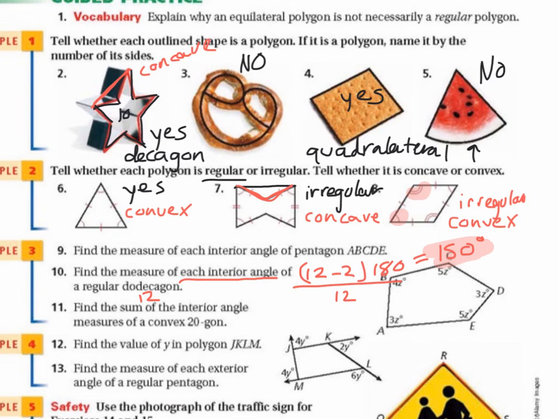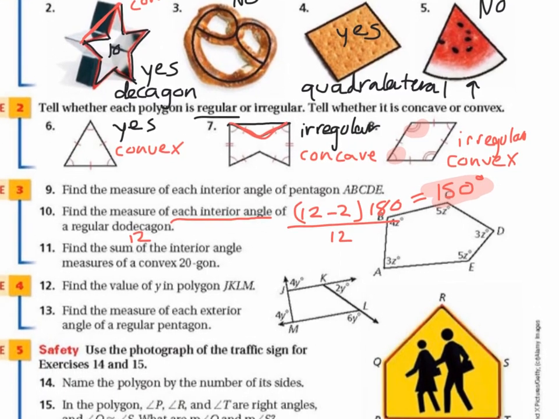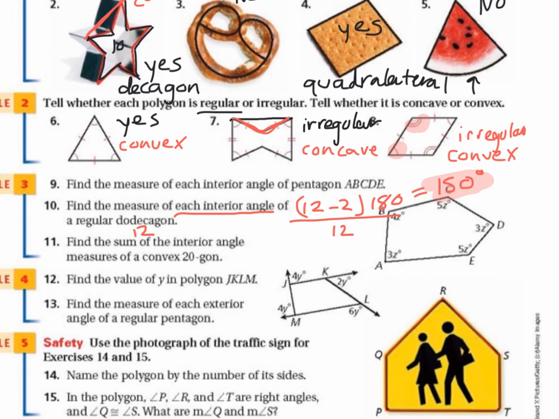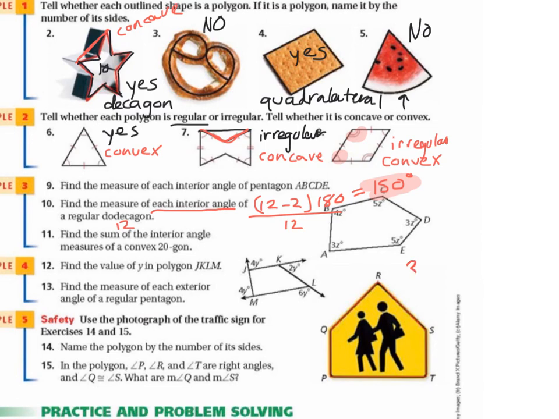Okay, and let's look at number 12. Find the value of y in the polygon JKLM. So we're looking at this polygon here. And y is in all of the exterior angles. So what do we know that all the exterior angles are going to add up to? 360. So how do you think we can find y here?